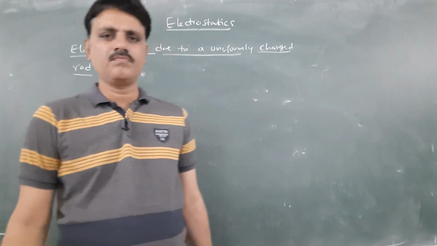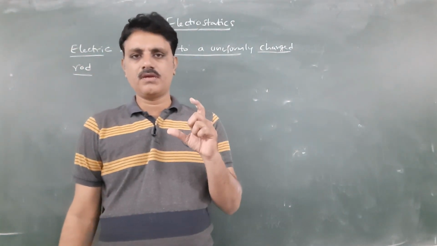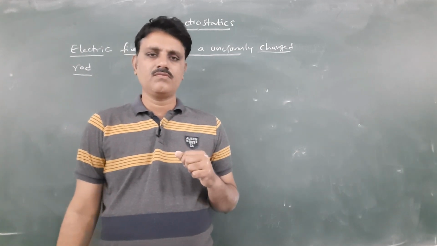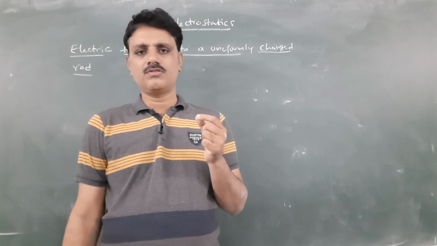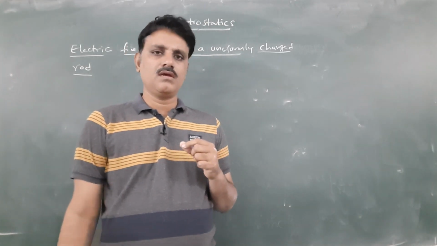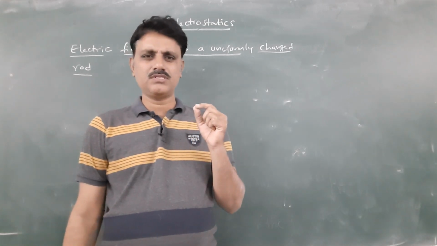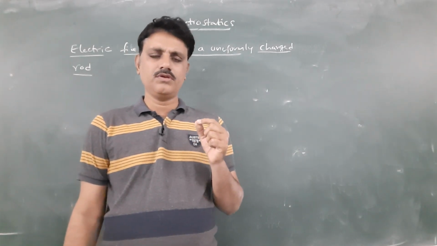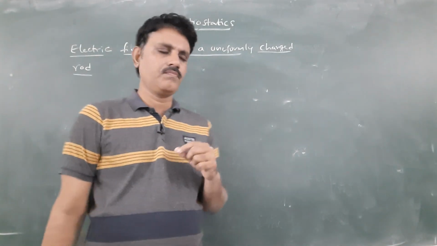Hello dear students, today we are going to discuss a small topic in electrostatics, which is the electric field due to a uniformly charged rod. Actually, continuous charge distributions. For continuous charge distributions, we use the integration method to find the electric field.